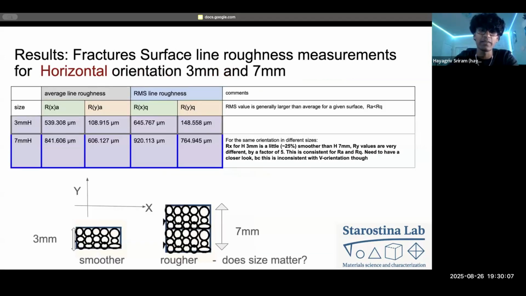So in this slide, we're going to be comparing our 3mm horizontal orientation and our 7mm horizontal orientation. For our average line roughness values, you can see that in the X direction, the 7mm horizontal value is a lot rougher. Same goes for the Y direction. You can see the same with the RMS line roughness as well. The X direction seems to be rougher in the 7mm horizontal sample, and the Y direction also seems to be rougher in the 7mm horizontal sample. So what we're seeing is that the 7mm horizontal sample is a lot rougher than our 3mm sample. Next slide.